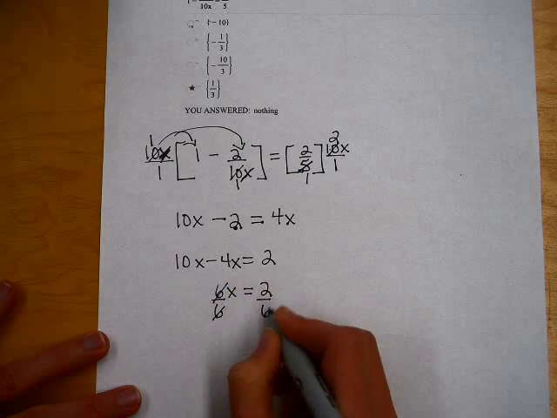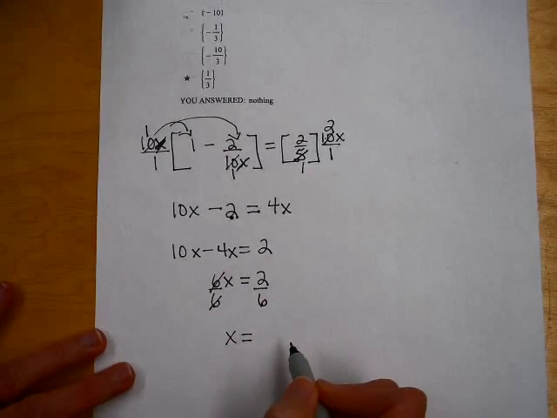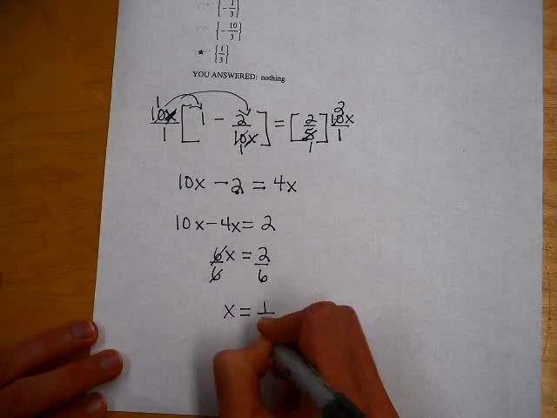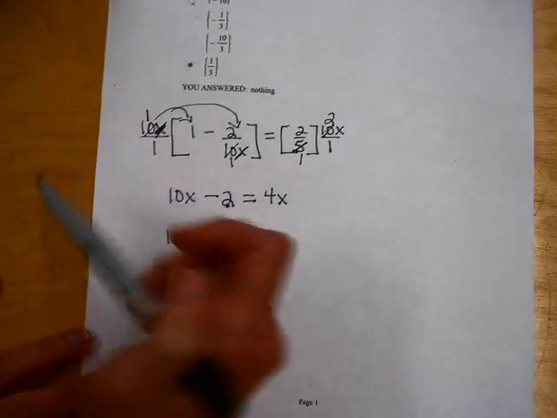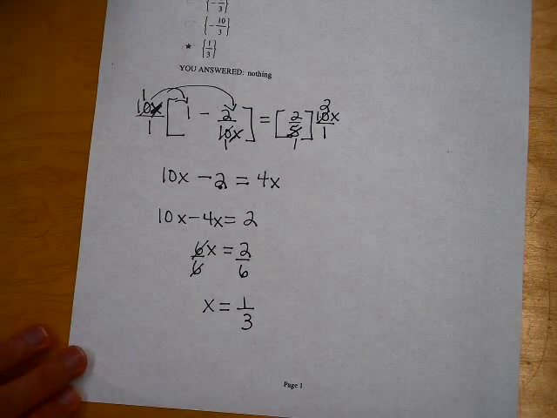And I cannot leave my answer 2/6 because that is not simplest form, so I reduce that. 2 goes into 2 one time, 2 goes into 6 three times. So as you can see, that was the correct answer they had shown as well, so x equals 1/3.